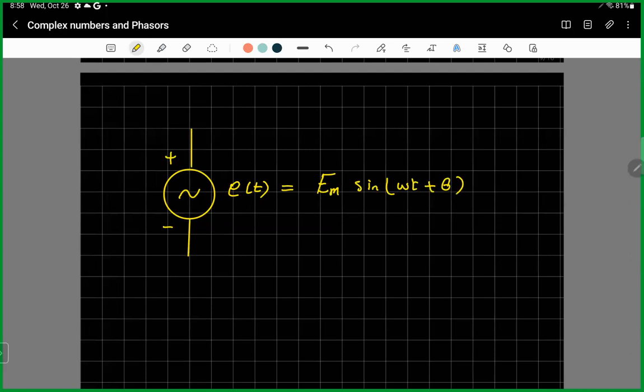We said last time how you represent this graphically, and it means plus theta, it's advanced by theta. All right, advanced by theta. So for example, let's get a numerical number. What if E of t is 200 maximum sine omega t plus 40 degrees? I don't care about the frequency now. So what does it mean?